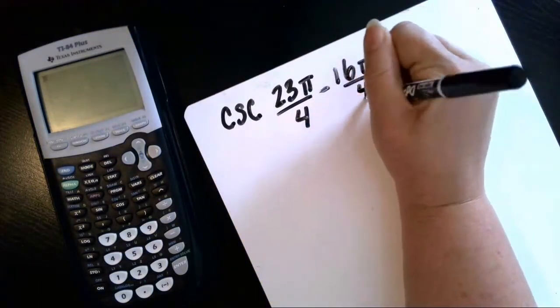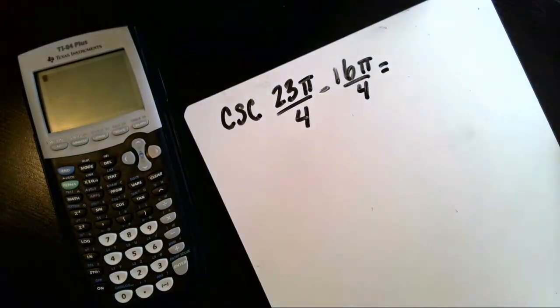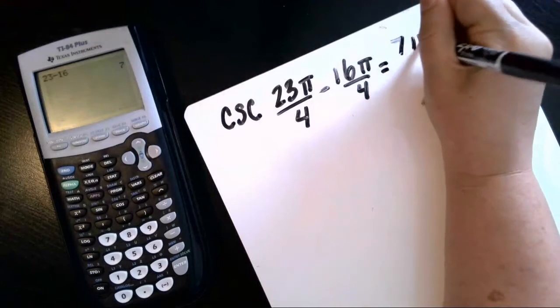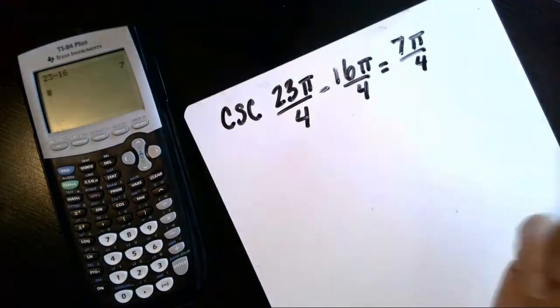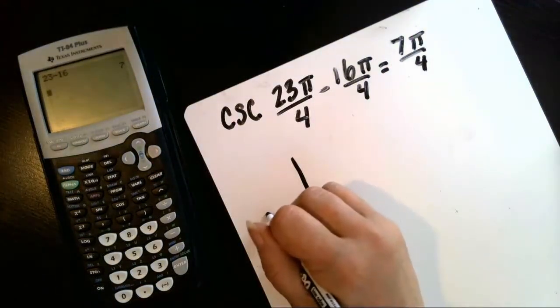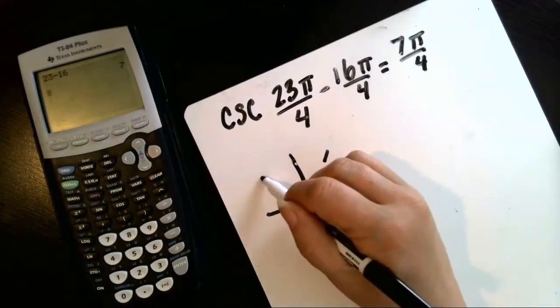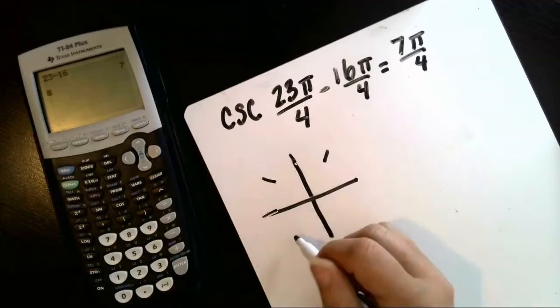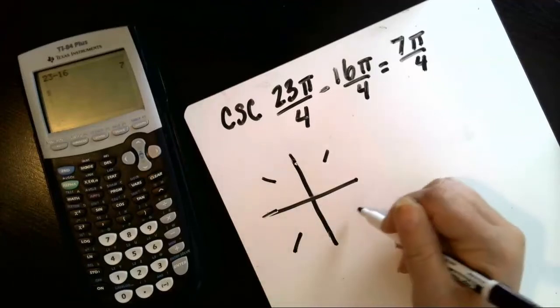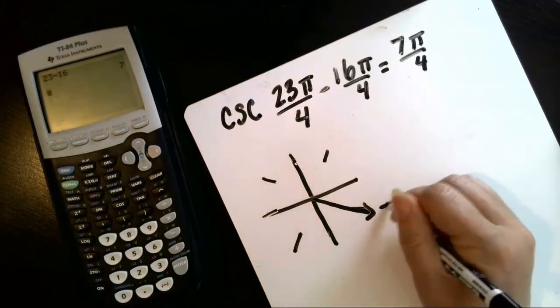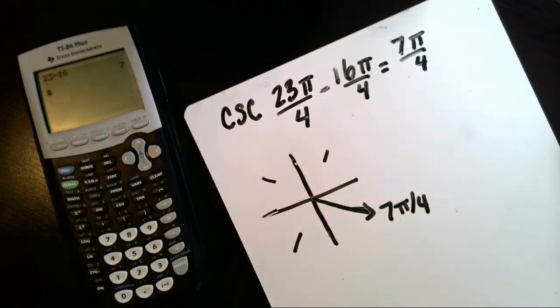So 16 pi over 4 would be 2 laps around the circle. And 23 minus 16 is 7. So 7 pi over 4, that is in quadrant 4, because this is 1 pi over 4, 2 pi over 4, 3 pi over 4, 4 pi over 4, 5 pi over 4, 6 pi over 4. So right here, this angle is 7 pi over 4 on the unit circle.